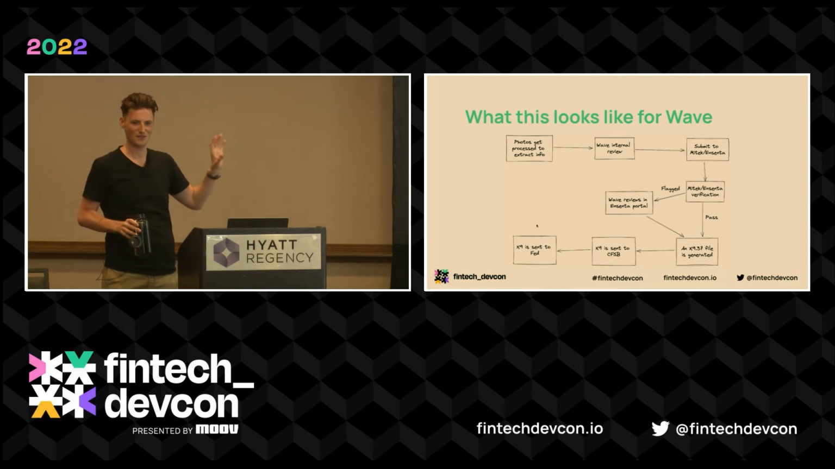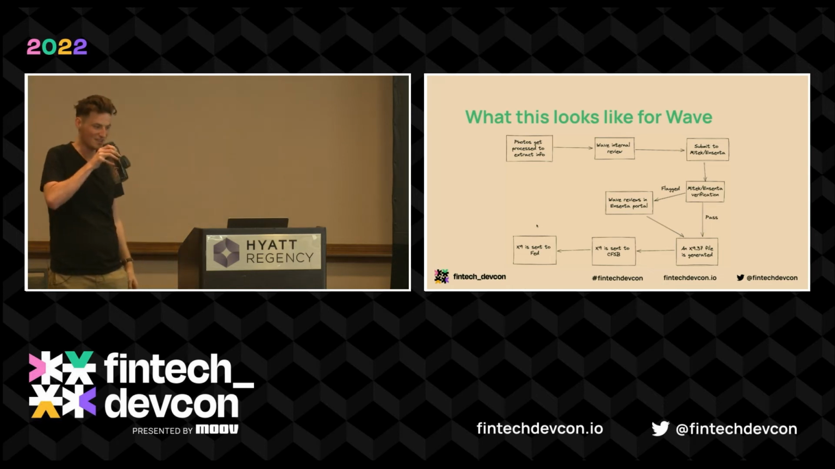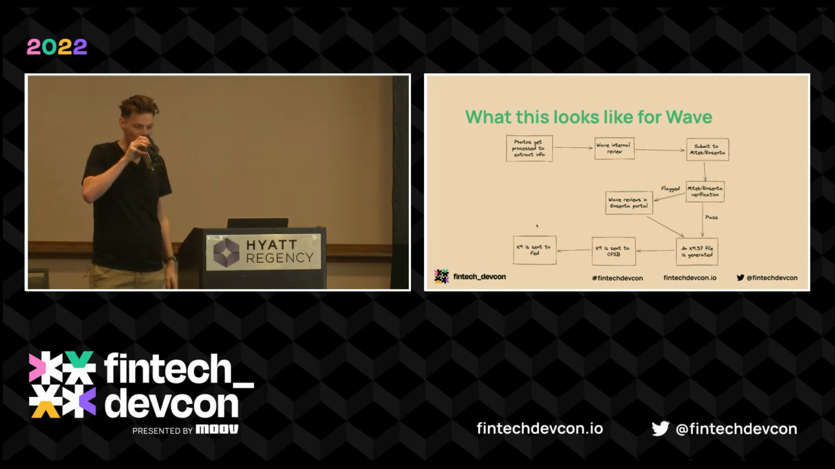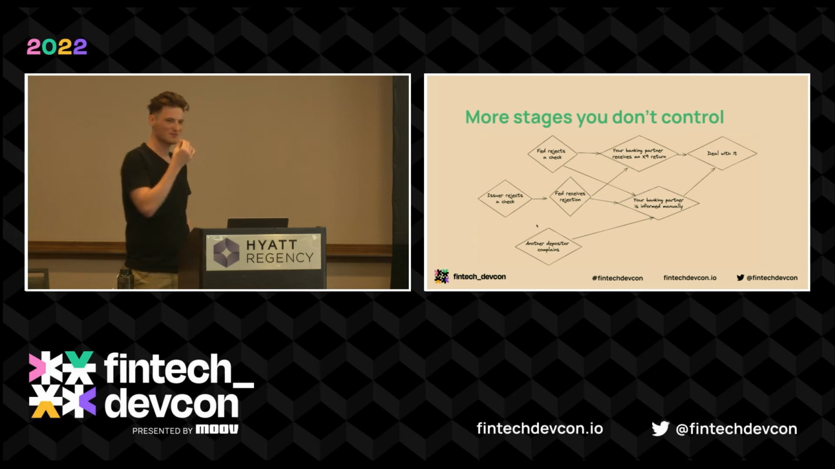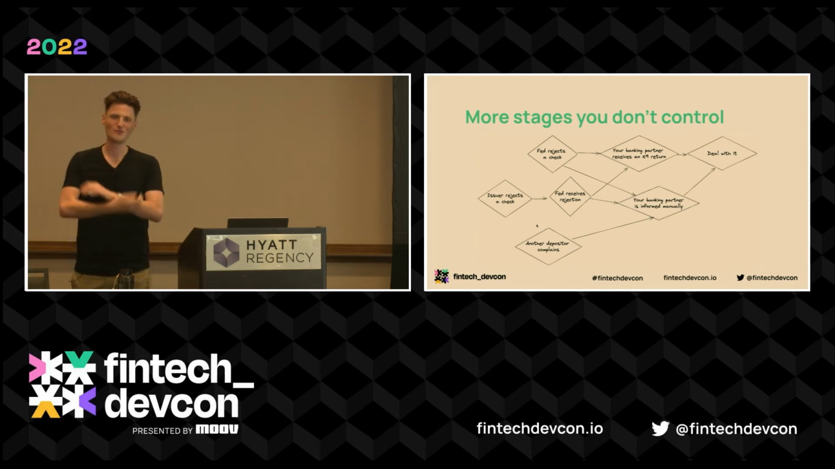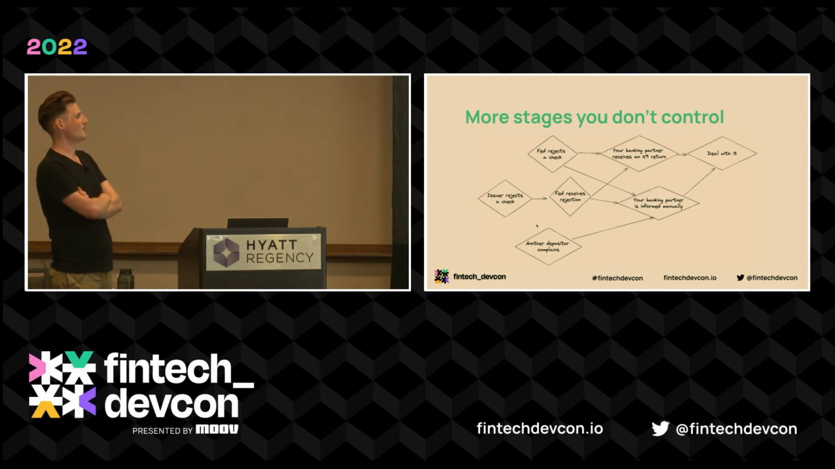You notice I don't have anything in here that's like how we handle check rejections, because that is a kind of messy process, which is over here. So these are more stages that you don't control. So this is a bad diagram. This is an intentionally bad diagram because this is actually what it's kind of like in reality.